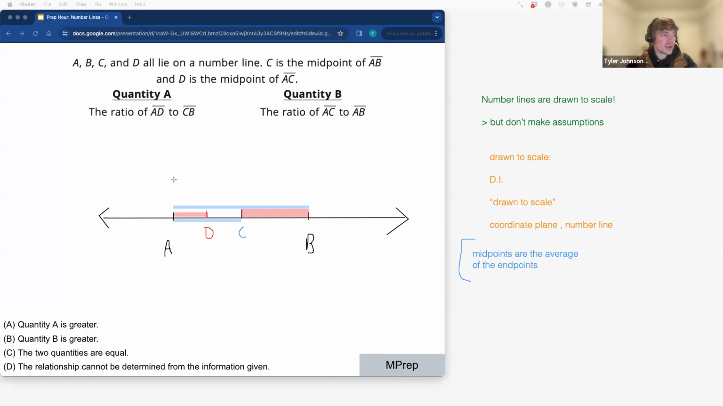If you're not sure visually, another good thing to do is pick your own numbers. That if A is 0, I might say B is 4. The midpoint C would be 2. D, the midpoint between AC, could be 1. And AD to CB, that's going to be 1/2. And AC to AB is going to be 2/4. And no matter what numbers I pick, because it's a ratio, that same general ratio is always going to apply. These two are always equal, no matter what.